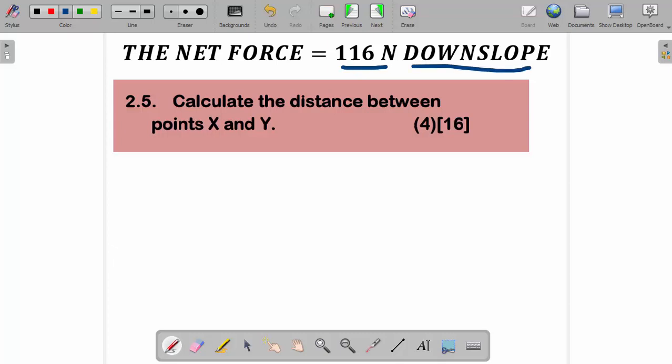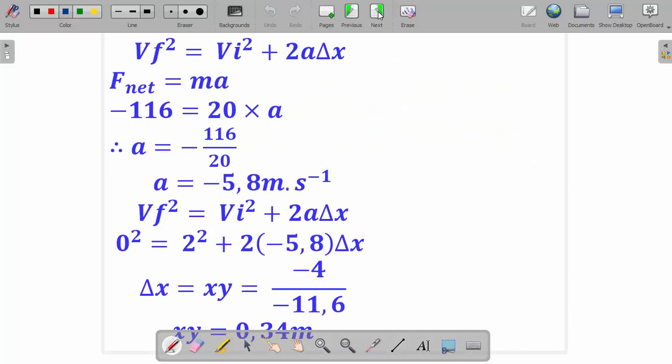We've explained that. Now they say calculate the distance between points X and Y. Now to get our distance between points X and Y, actually we are going to have to use two equations. Don't forget that now the block is coming to rest from X to Y. So I'm going to use F net equals MA, and then use VF squared equals VI squared plus 2A delta X.